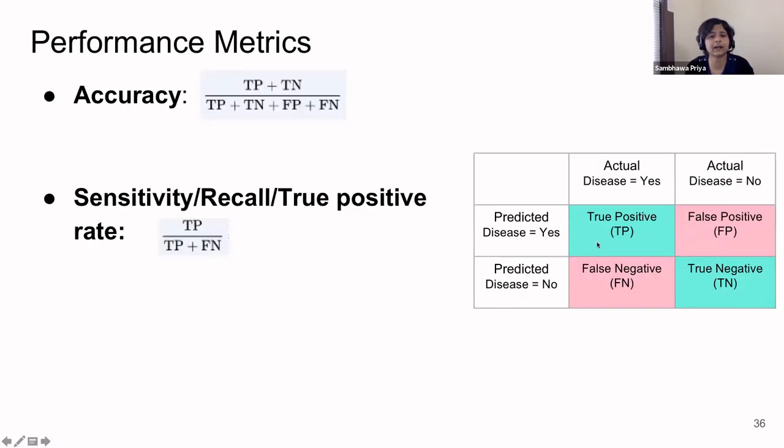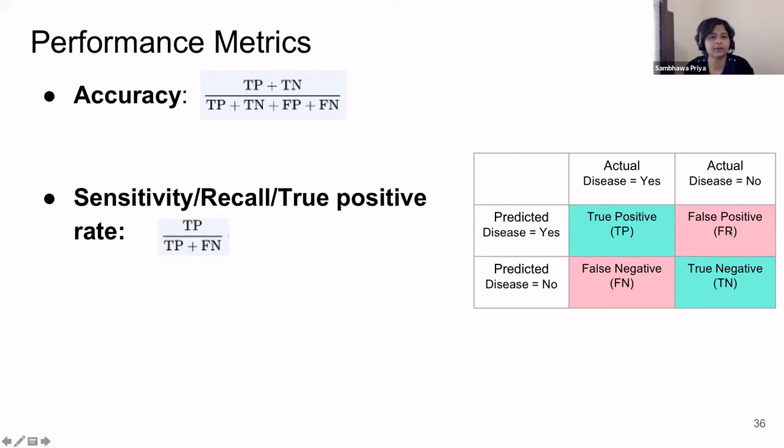And then based on those parameters, we have different performance metrics. So we have accuracy, which is the measure of the fraction of times the model predicts correctly, both true positives and true negatives, out of the total number of predictions. So basically the sum of all the four numbers, four metrics here.